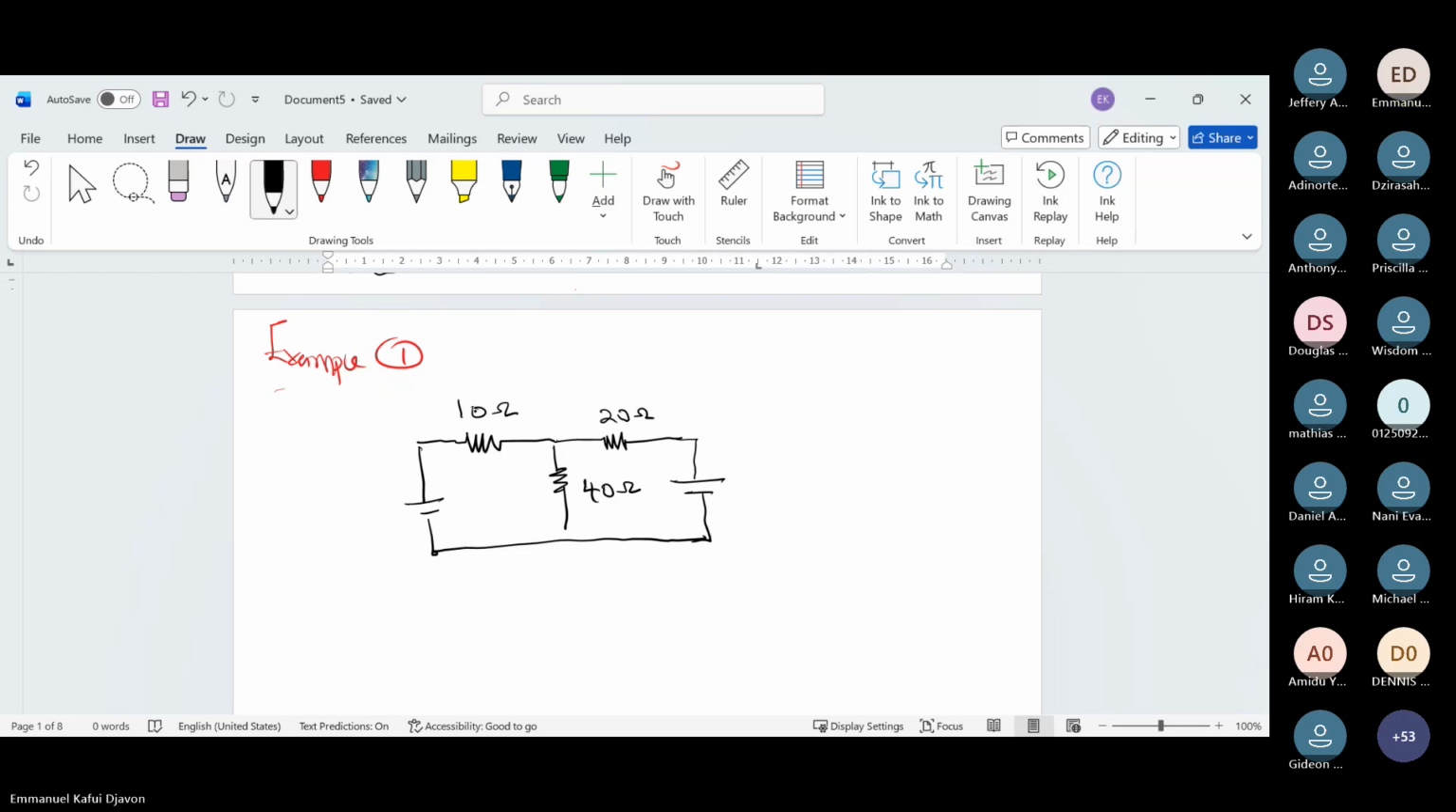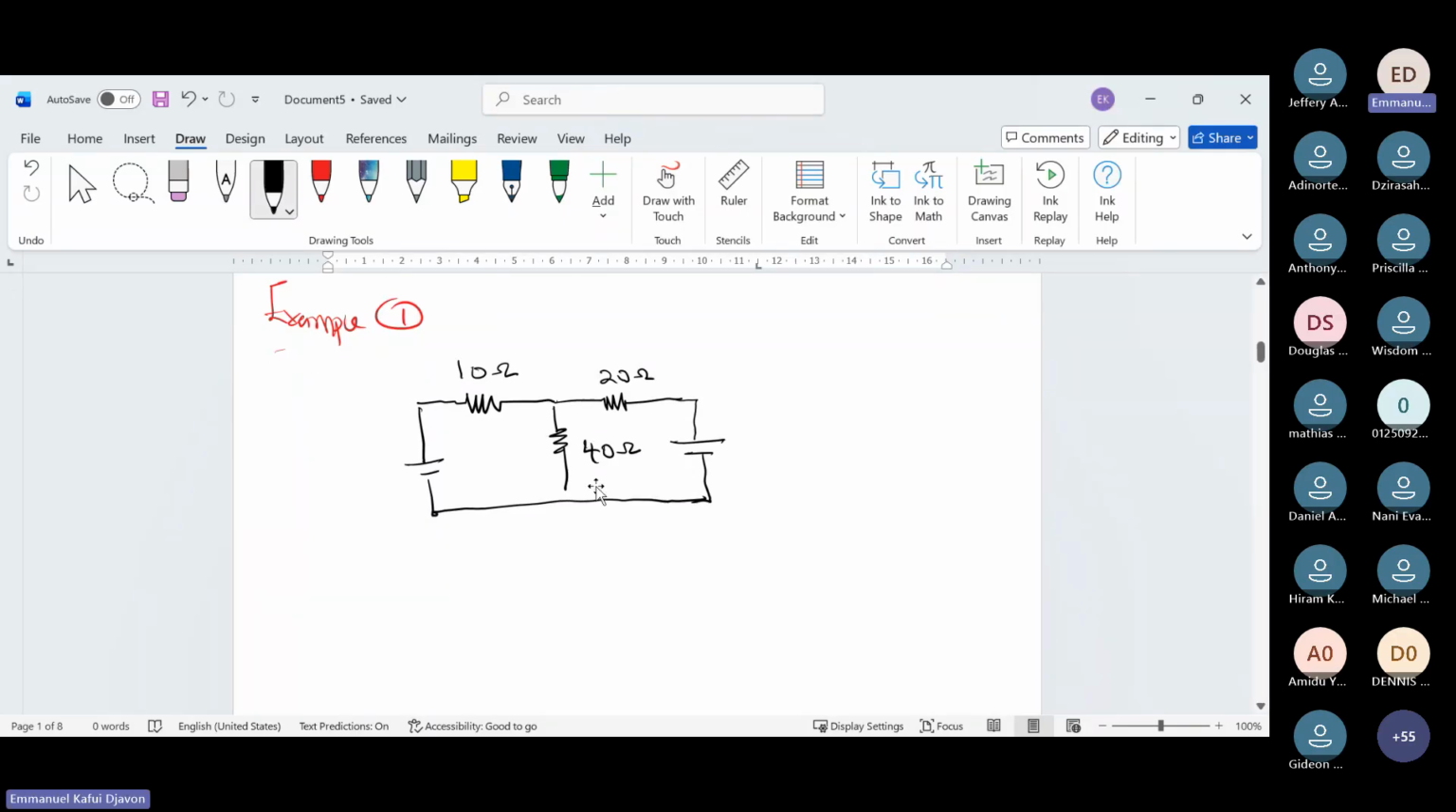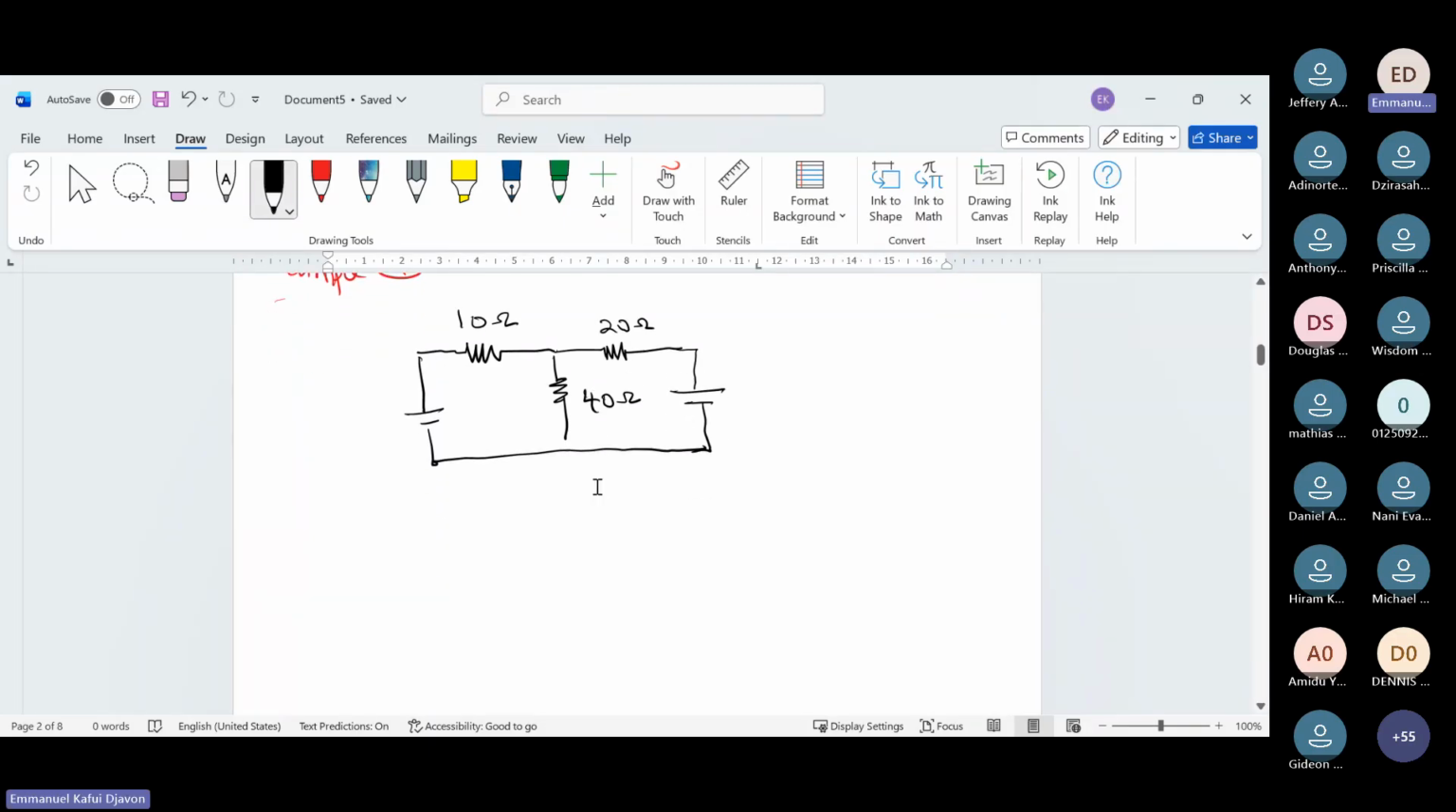So as you can see, we are going to find the Norton equivalent of this circuit. We have to remove what? The load resistor. So we have to remove the load resistor. If I'm removing the load resistor, the equivalent circuit now will look like this.